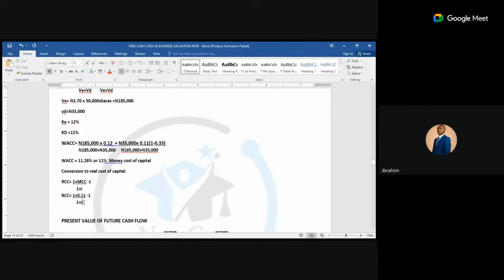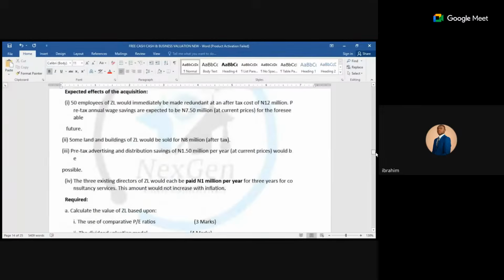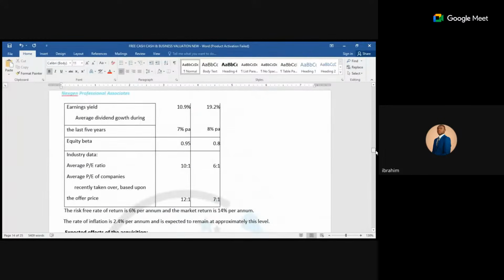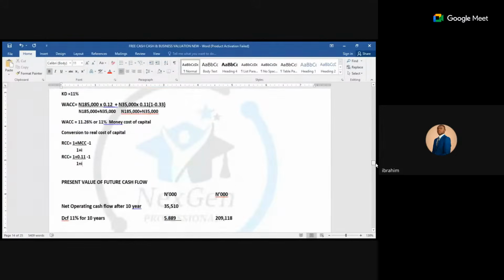So the inflation rate, they gave us the inflation rate in this question. What is the inflation rate? 2.4%. So 2.4% is equivalent to 0.024. So what do we have?